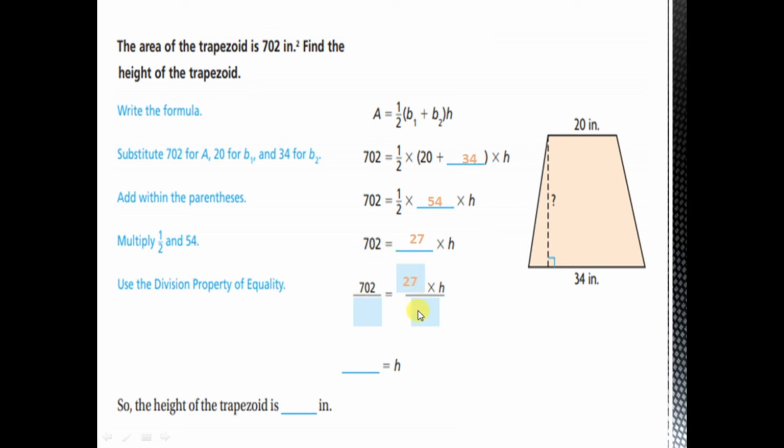So 27 divided by 27 is equal to 1H. 702 divided by 27 will give you 26. So the height will be 26 inch.